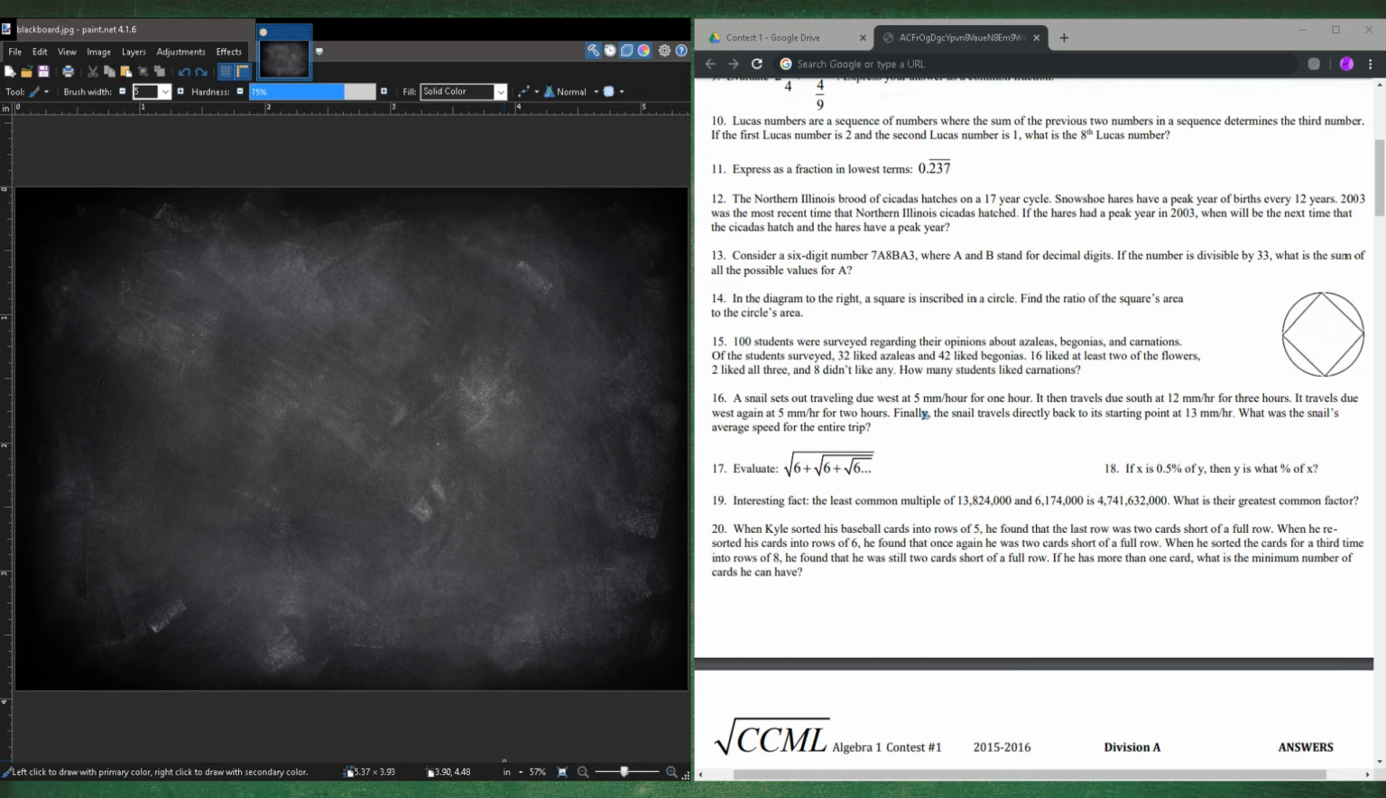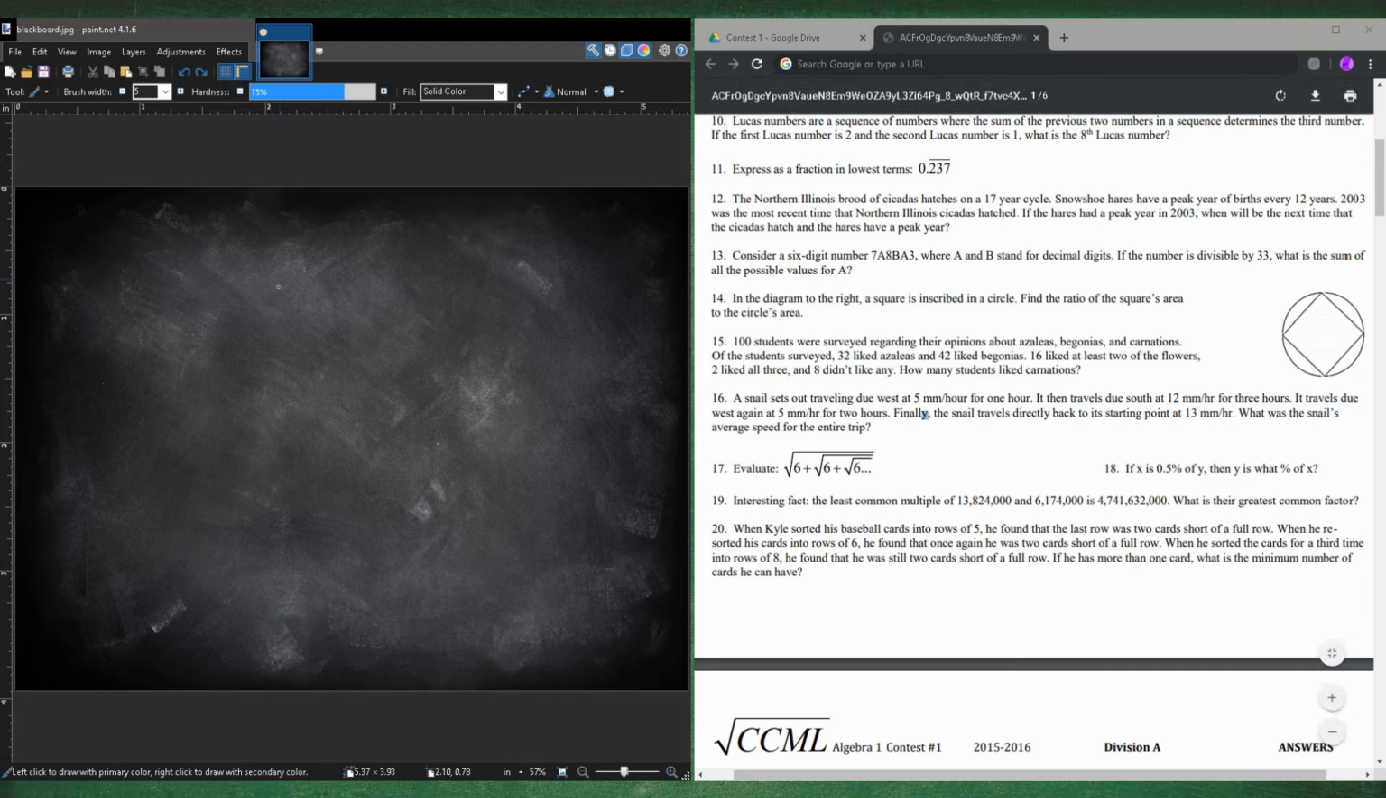Question 15. 100 students were surveyed regarding their opinions about azaleas, begonias, and carnations. Of the students surveyed, 32 liked azaleas, 42 liked begonias, and 16 liked at least 2 of the flavors. 2 liked all 3, and 8 didn't like any. How many liked carnations? Okay, so let's make a Venn diagram.